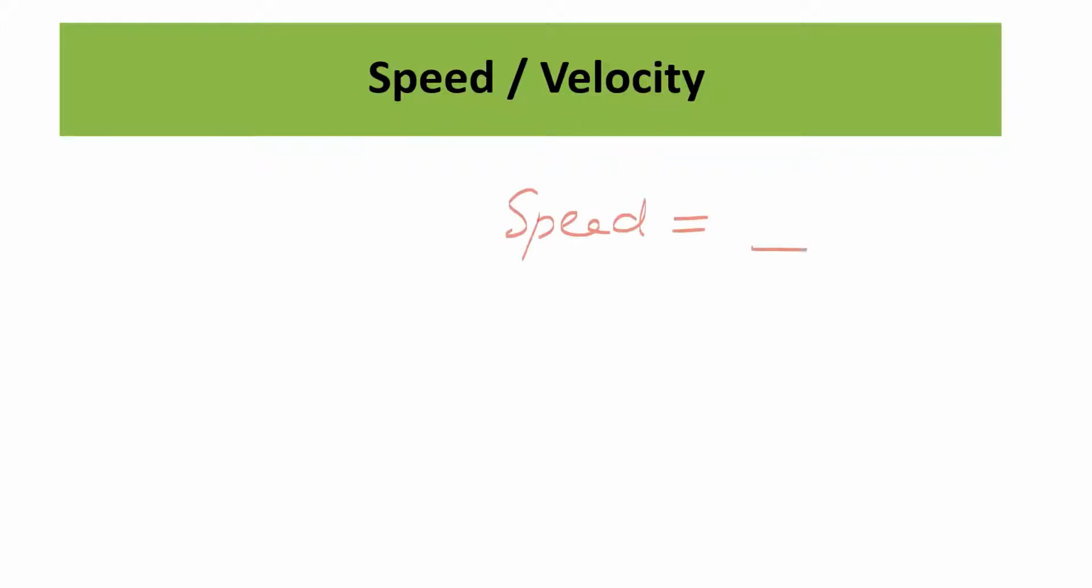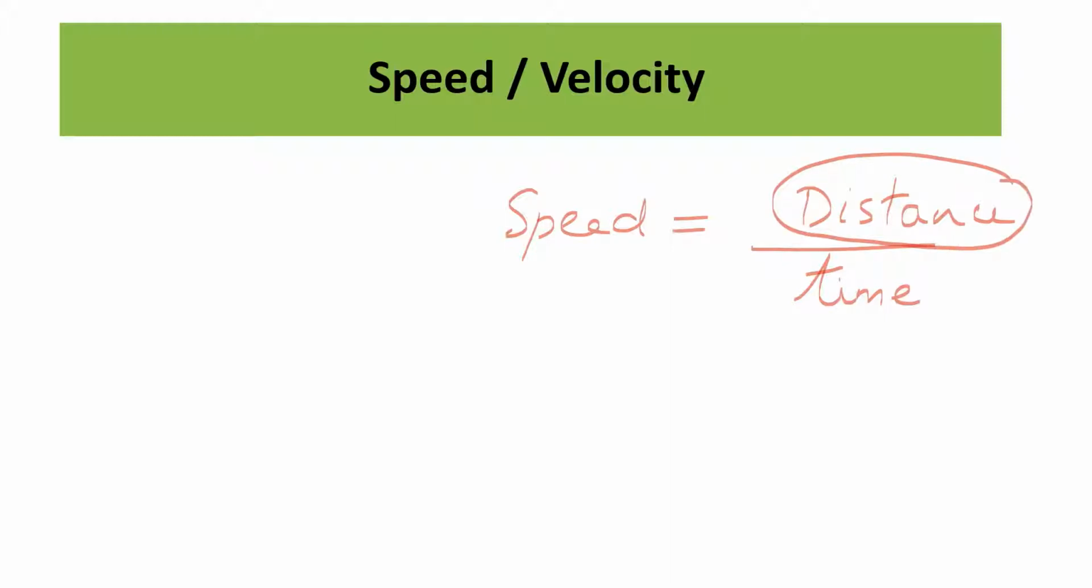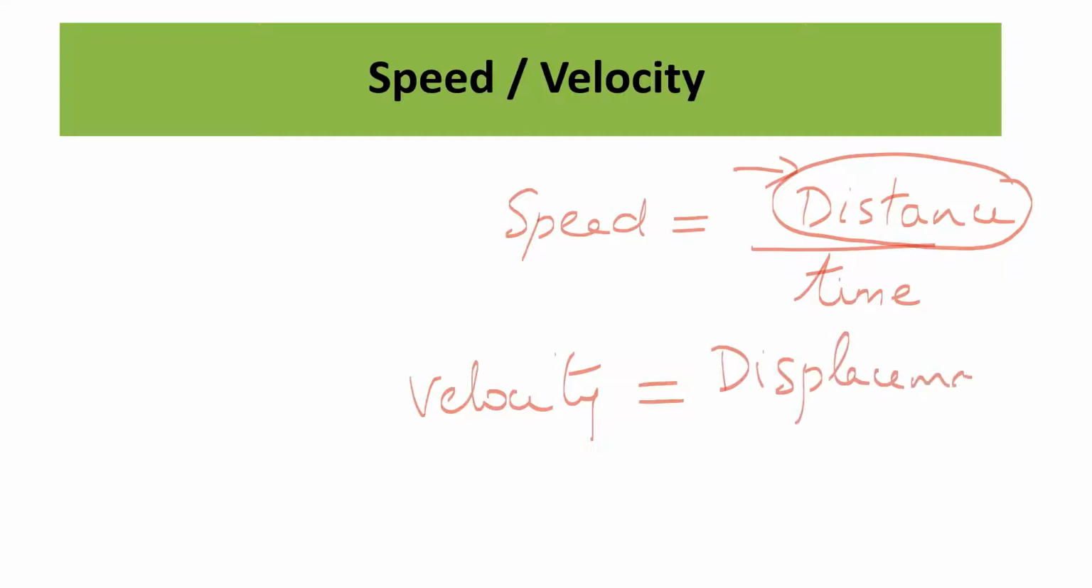Speed is the rate of distance. Whenever I say rate of, it means divided by time. If I write distance covered in a particular direction, I can write this as velocity. Velocity is equal to distance covered in a particular direction, which is known as displacement. Therefore, displacement over time is known as velocity.